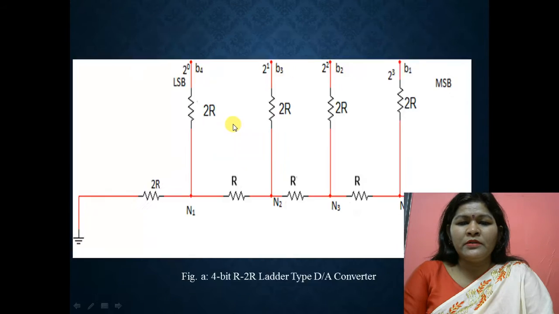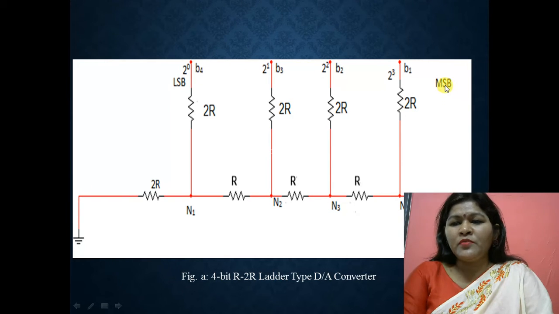In this figure, this is the basic 4-bit R-2R ladder type D to A converter. Here these are the resistors R and these are the 2R resistors, and this is the terminating resistor 2R. These are the binary digital input bits B1, B2, B3 and B4. If we consider B1 equal to 1 and B2, B3 and B4 equal to 0, 0, 0, then B1 becomes the MSB.